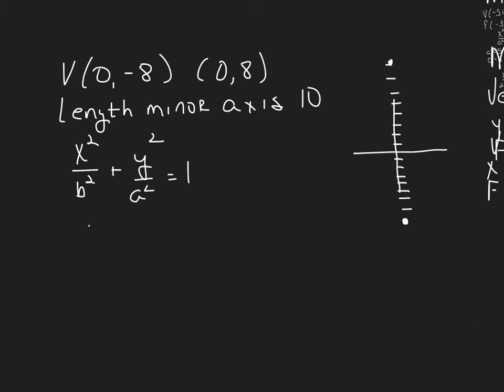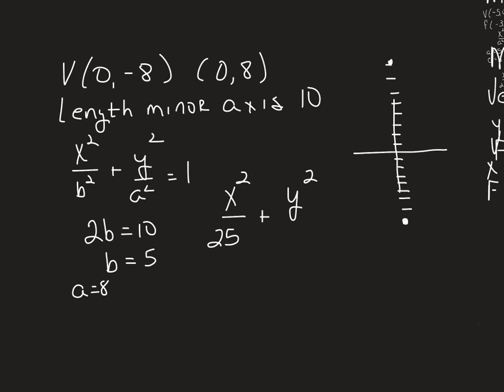Well, if 2b is 10, then b is 5, so b squared is 25. And a squared is, a is 8, so a squared is 64. And that is the equation of the ellipse that fits this information.